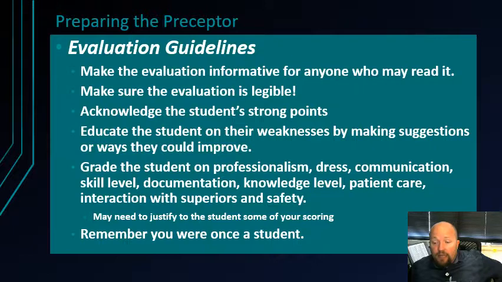Acknowledge the student's strong points. Students always want to have something they know they did well. So maybe begin the evaluation with something positive, then lead into an area that may need improvement, or something they may have done inappropriately or wrong, and then end with something positive as well. That gives students the mindset that most adults want: positive feedback and not just something critical. Educate the student on their weaknesses by making suggestions on ways they can improve. They're always looking for feedback.